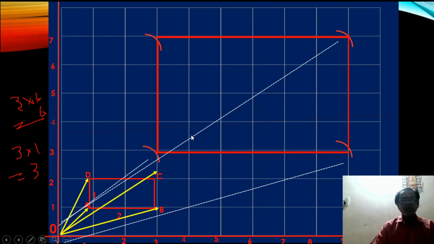After completion of the figure, this rectangle is stretched out to A dash, B dash, C dash, D dash. It looks somewhat bigger. Okay, children, I hope you will understand this figure very neatly. Like this, we have to draw the dilation of the figure.